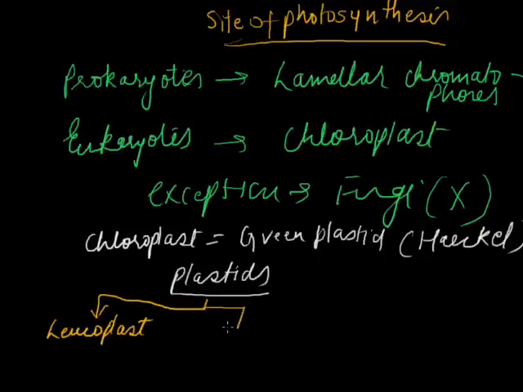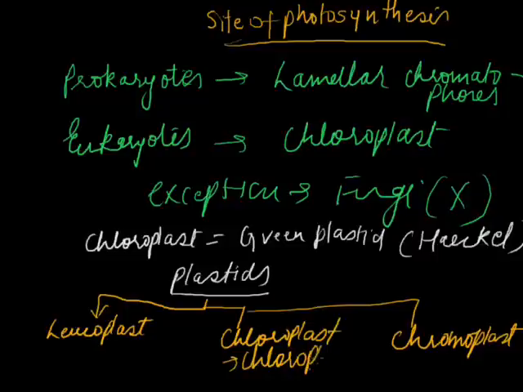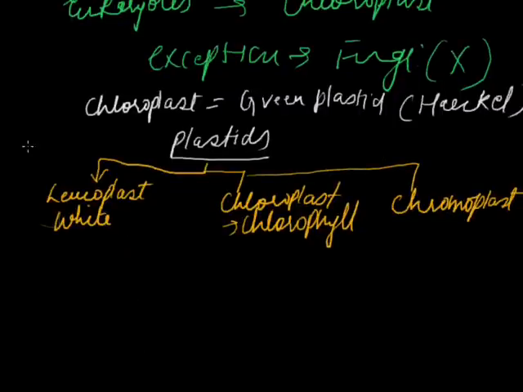The second type of plastid is chloroplast, which is green in color. And the third type of plastid is chromoplast. Now, chloroplast consists of a green pigment called chlorophyll, and this is the only site for photosynthesis. Leucoplast is white in color and it is of three types again on the basis of pigments, and leucoplast helps in the storage of food.